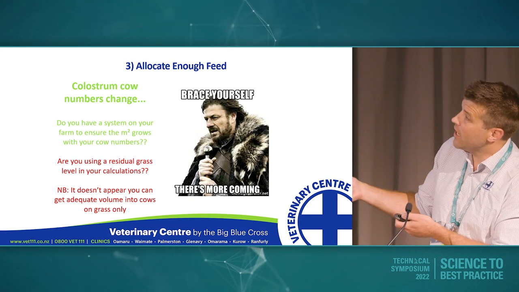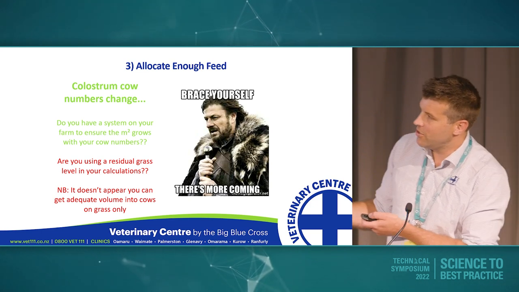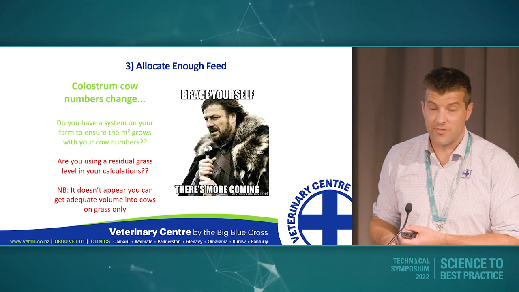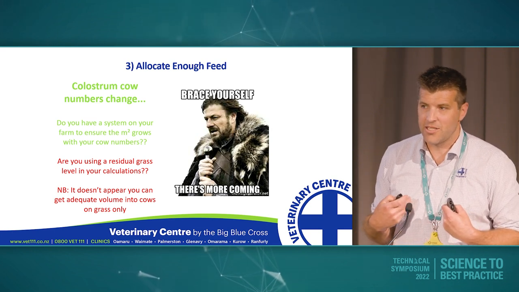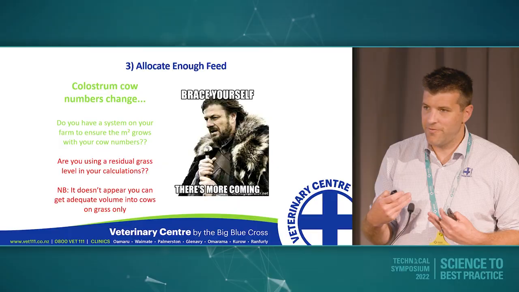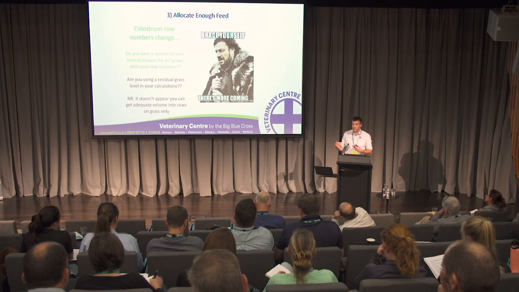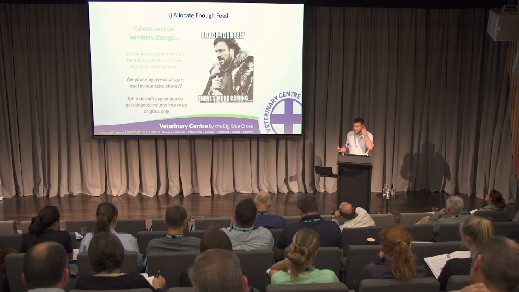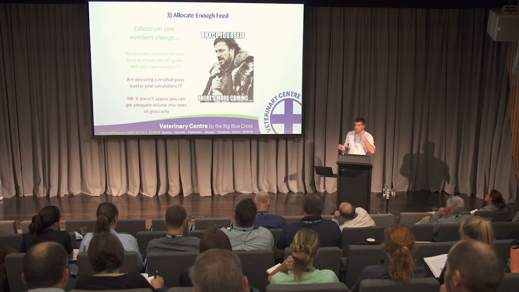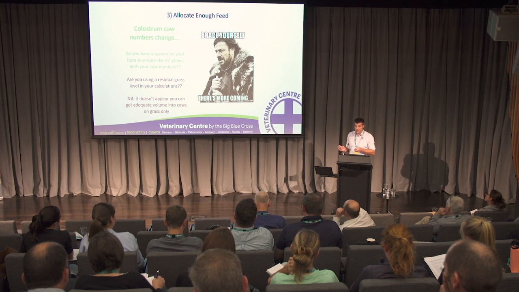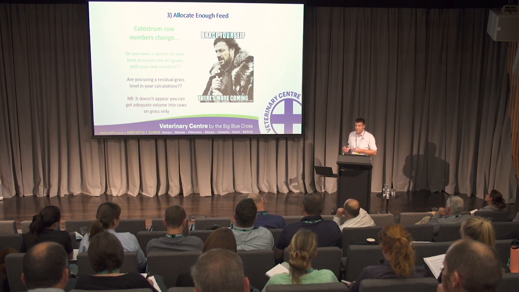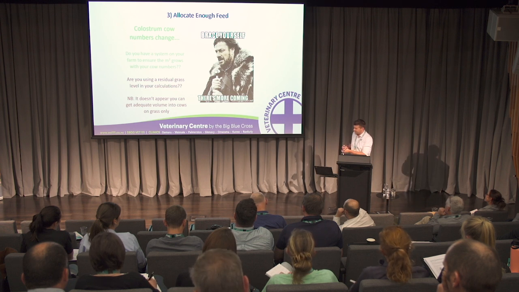And within that allocation, it doesn't appear you can get adequate volume into cows from our systems, at least with grass only. So the farms that tried to do it with grass only, even with constant movements, they didn't seem to voluntarily eat as much. It'd be interesting to see if some of the North Island farms can get that better. I guess our grass that we're eating in spring is often frosted, not that great quality.